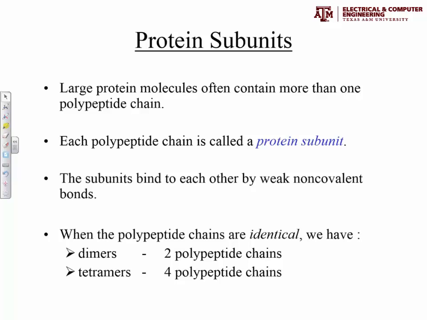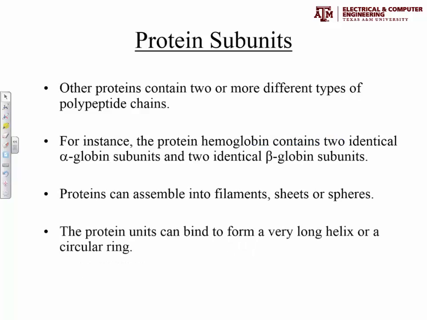Now, large protein molecules often contain more than one polypeptide chain, and each polypeptide chain in this case is called a protein subunit. The subunits bind to each other by weak non-covalent bonds. When the polypeptide chains are identical, we call them dimers, made up of 2 polypeptide chains, or tetramers, made up of 4 polypeptide chains. Other proteins contain 2 or more different types of polypeptide chains. For example, the protein hemoglobin contains 2 identical alpha globin subunits and 2 identical beta globin subunits.